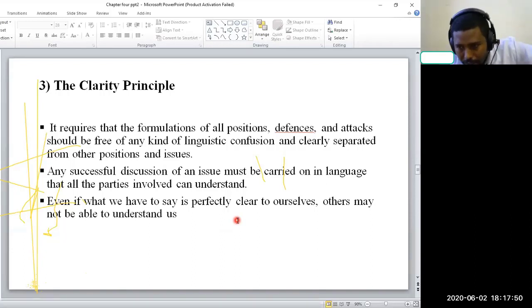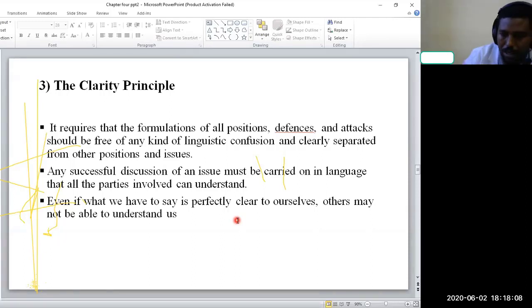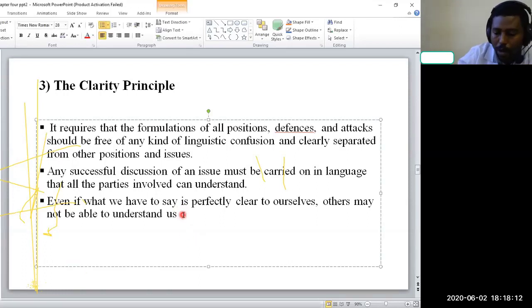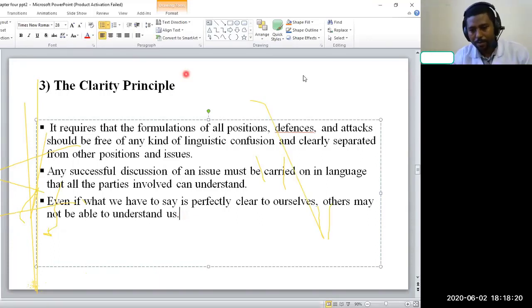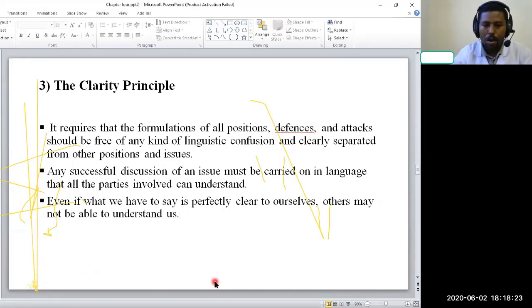If we want to understand each other, we must present in a language that is understandable by others. Simply use very simple and clear language to minimize the lack of clarity. Even if what we have to say is perfectly clear to ourselves, others may not be able to understand us. So don't forget that no matter how clear it is for us, it may not be clear to others, because we have different ways of understanding things. So use very simple language and avoid ambiguity and confusion. This is the principle of clarity.